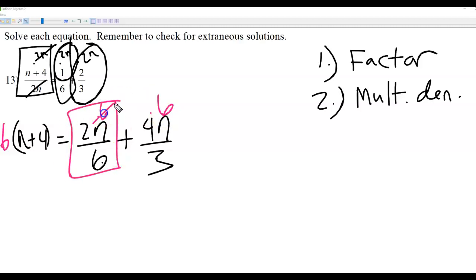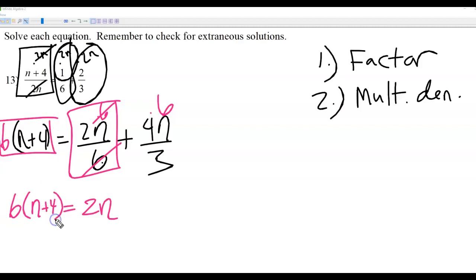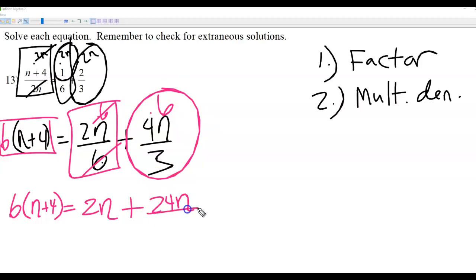And for this one, the 6's are going to cancel, and I'm going to be left with 2n. Over here, however, nothing cancels, so it's just going to stay like that. And here, nothing cancels, so I'm left with 24n over 3.